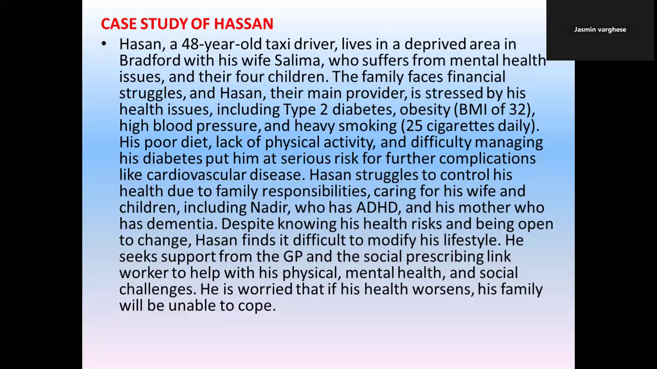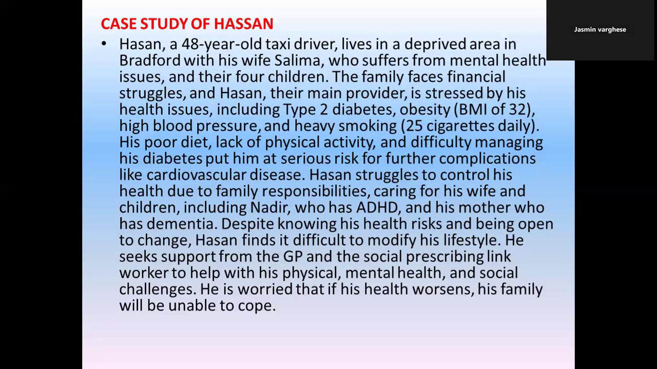For example, caring for his wife and children, including Nadir, who has ADHD. That is one of his sons. He has ADHD, attention deficit and hyperactivity disorder, and his mother has dementia. Despite knowing his health risk and being open to change, Hassan finds it difficult to modify his lifestyle. He has a problem, his child has a problem, his mother has a problem. He has physical problems, I mean diseases, and he has even mental difficulties also.